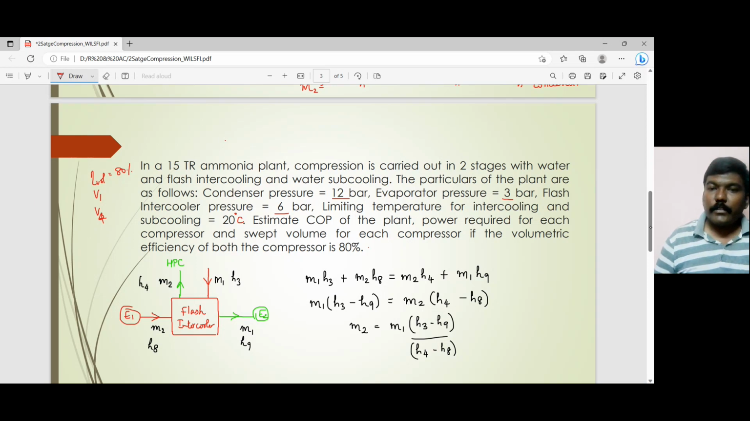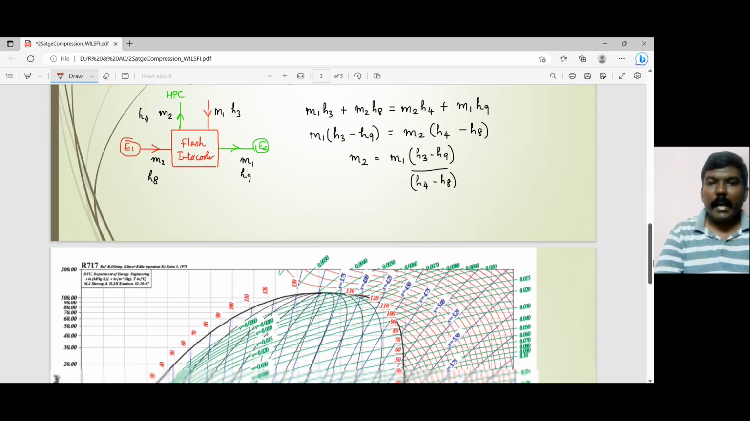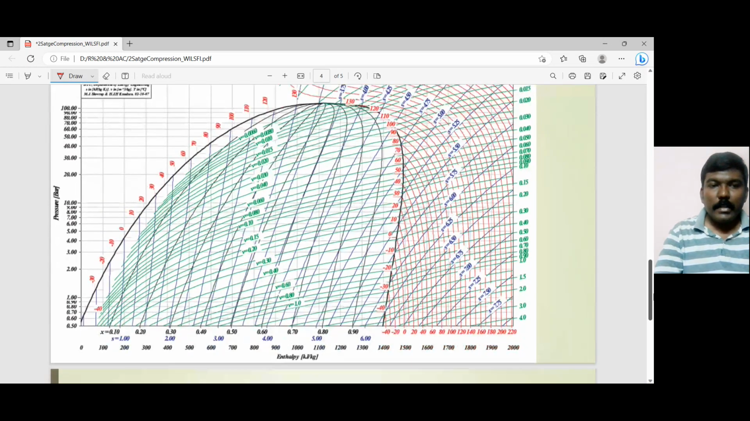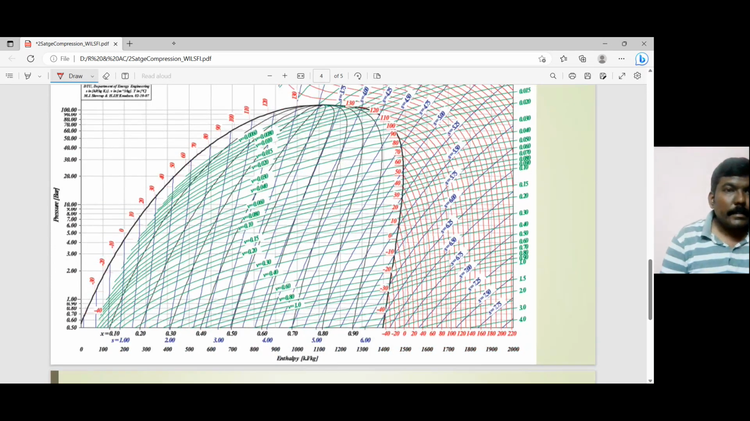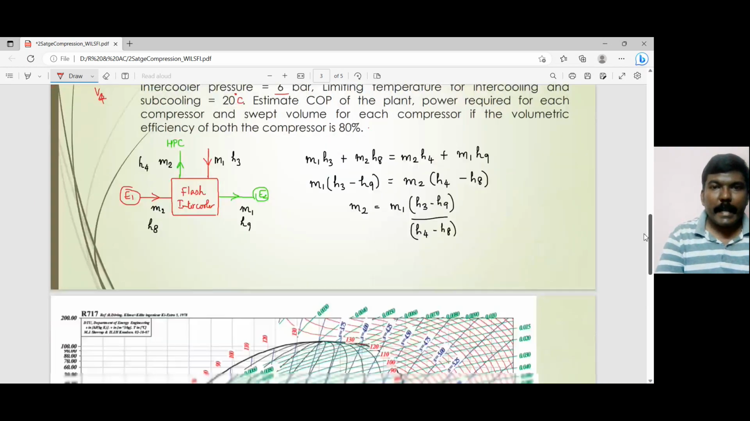Okay, so we are going to follow the same methodology which we did in the previous video lecture as well. So let's mark the state points in the pH chart. Once again, it is the ammonia refrigeration system. So here they have said it is 3 bar. So here you have the 3 bar pressure line. So this is going to be my evaporator pressure. And the mid pressure, I think it's 6 bar, isn't it? Yeah, it is 6 and 12.